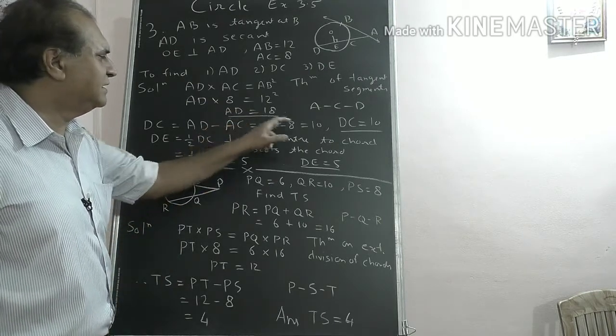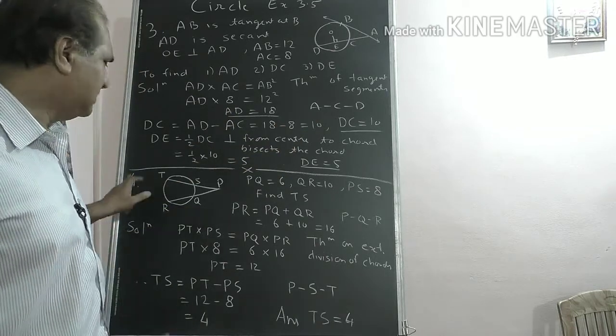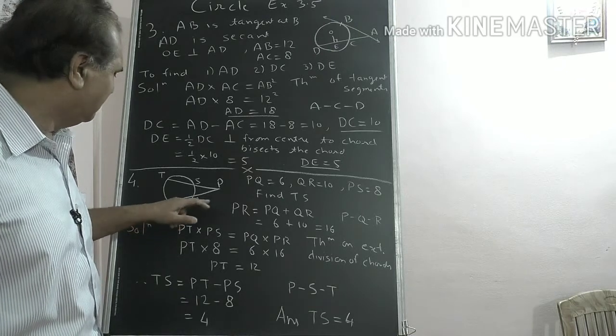And the answer: AD is 18, DC is 10, DE is 5. Understood? Fourth sum, very simple. The figure is given.